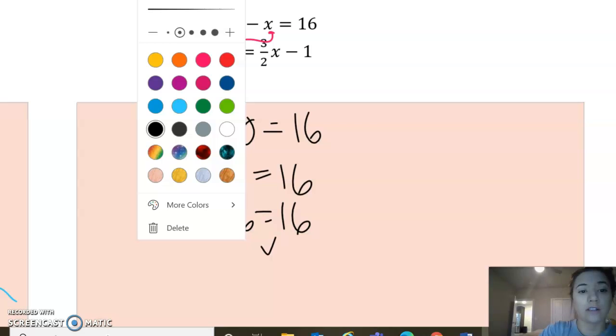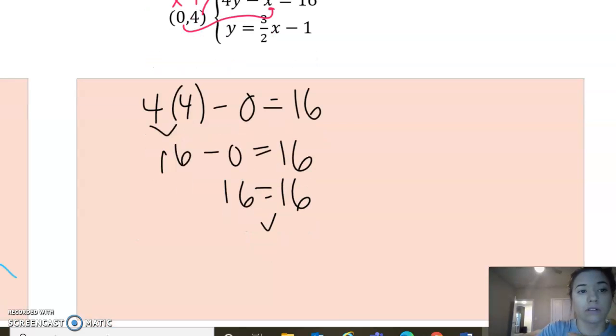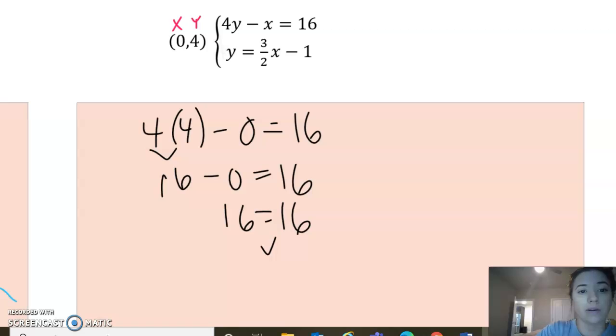Now let's try the next one. So same thing. I'm going to erase my little arrows now. I'm going to plug the x in where x goes. I'm going to plug the y where y goes.